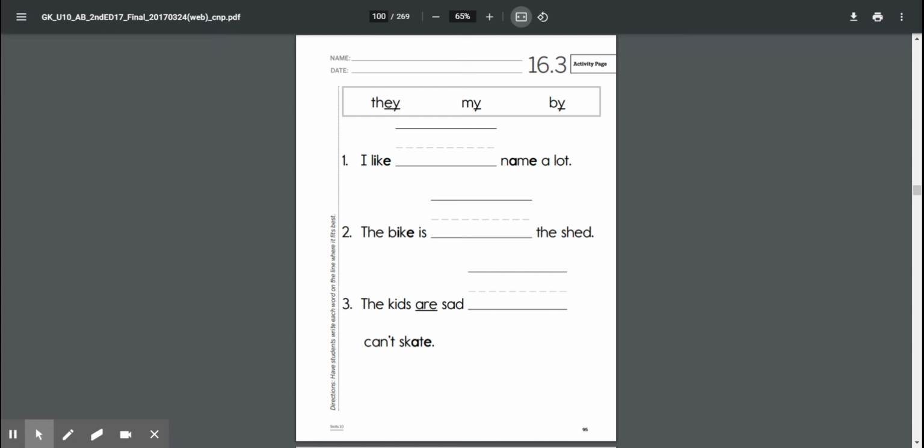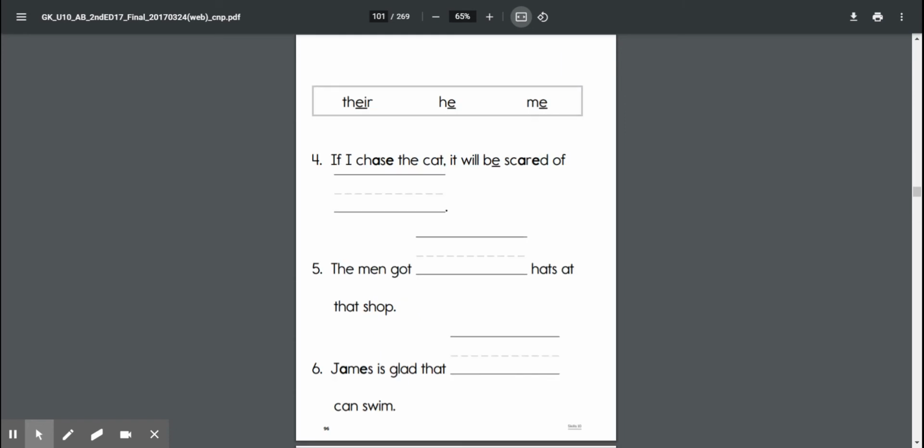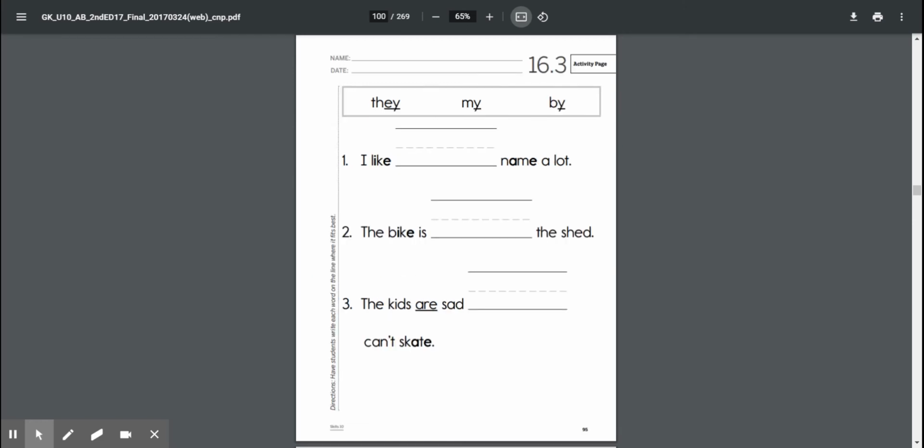16.3. You're going to read these sentences and find out which tricky word at the top matches and fills in the correct blank. Okay? You have the front and the back for that page as well. Okay? So you're going to be doing these two pages independently. Remember, independently means on your own.